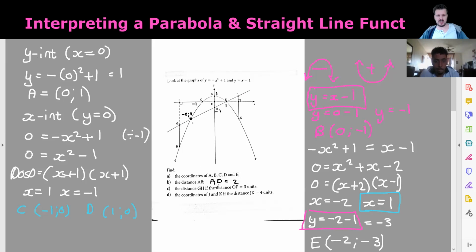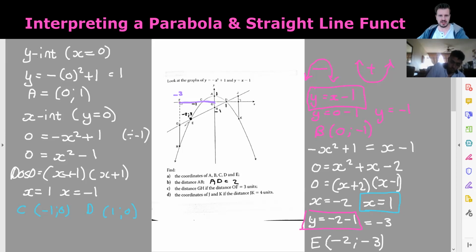The distance GH if the distance OF is 3 units. So OF, I'm going to do it in purple. If OF is 3 units, because it comes from the origin, that would mean that this point here is -3.